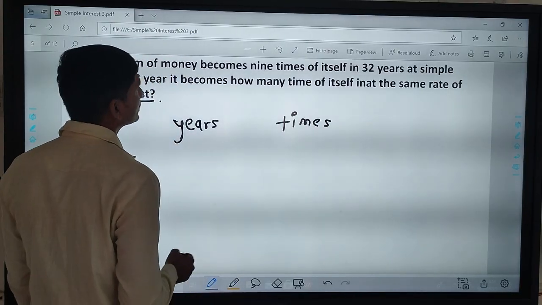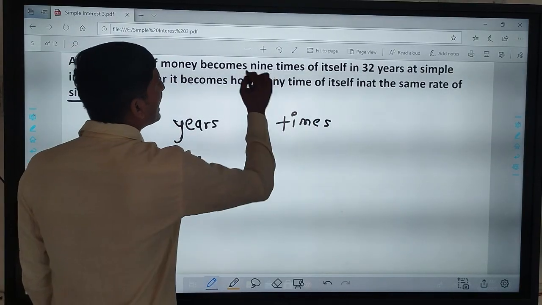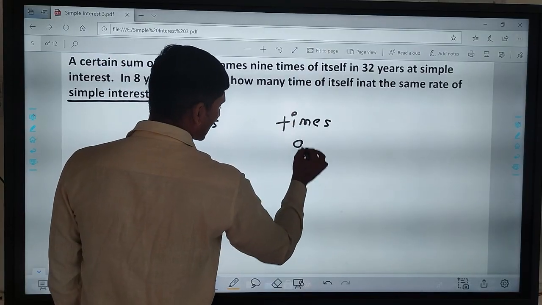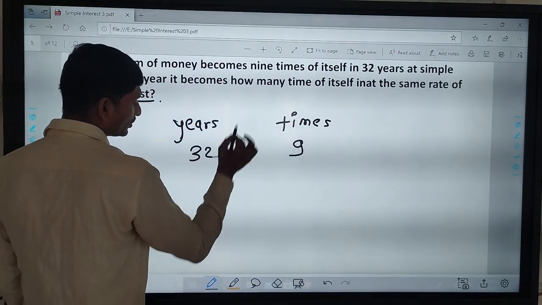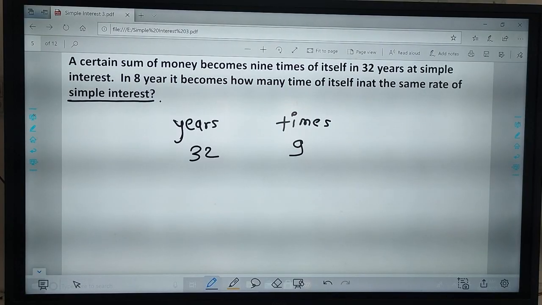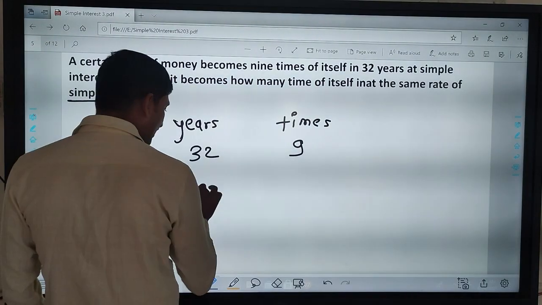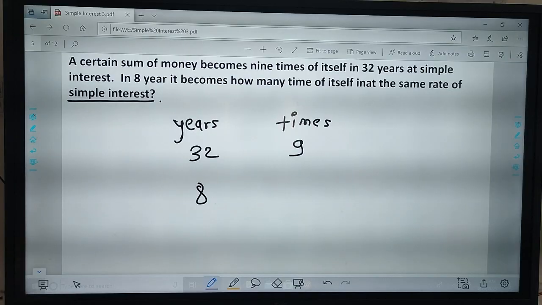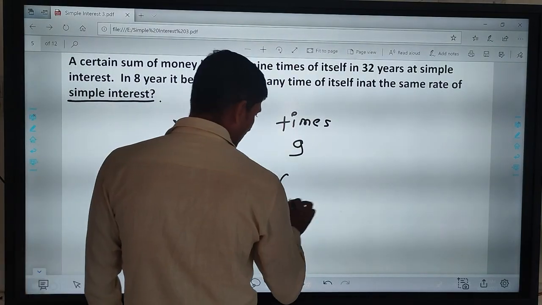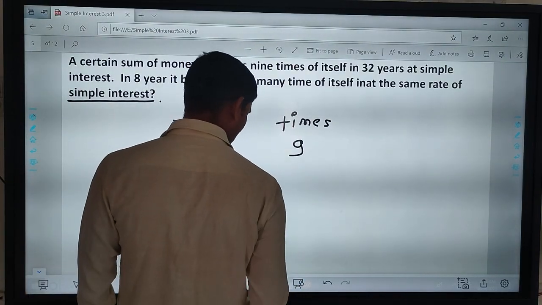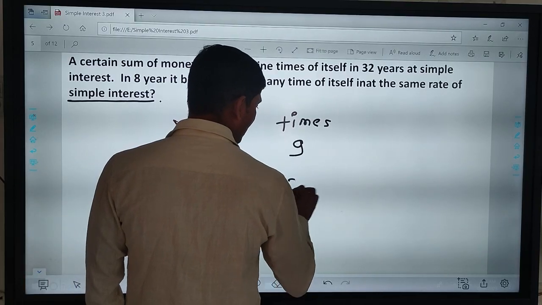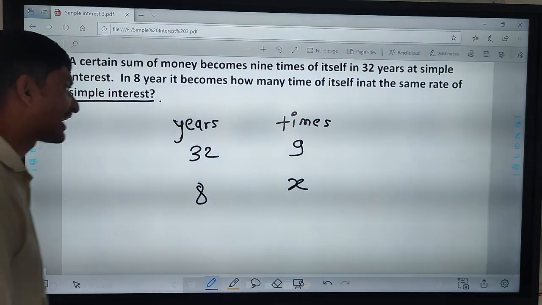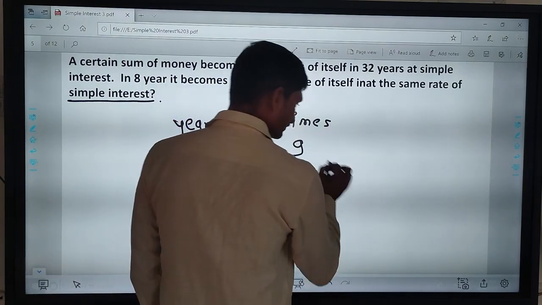Here it becomes 9 times in 32 years. In 8 years, it becomes how many times? Here it becomes x times. Here we write 9.